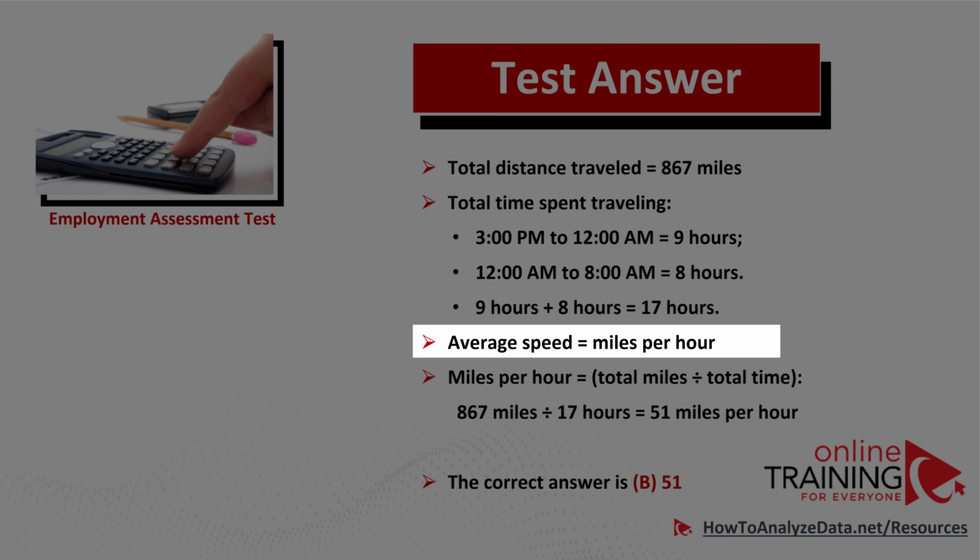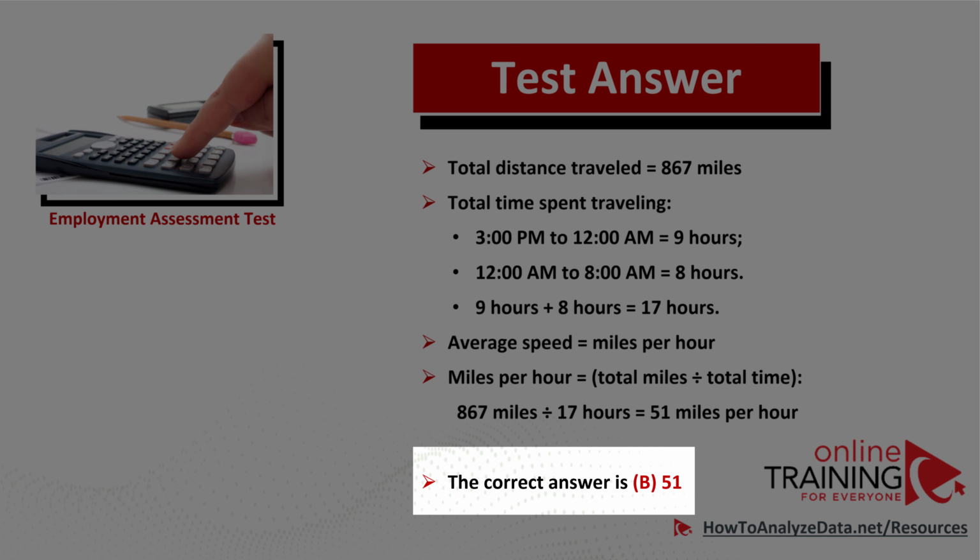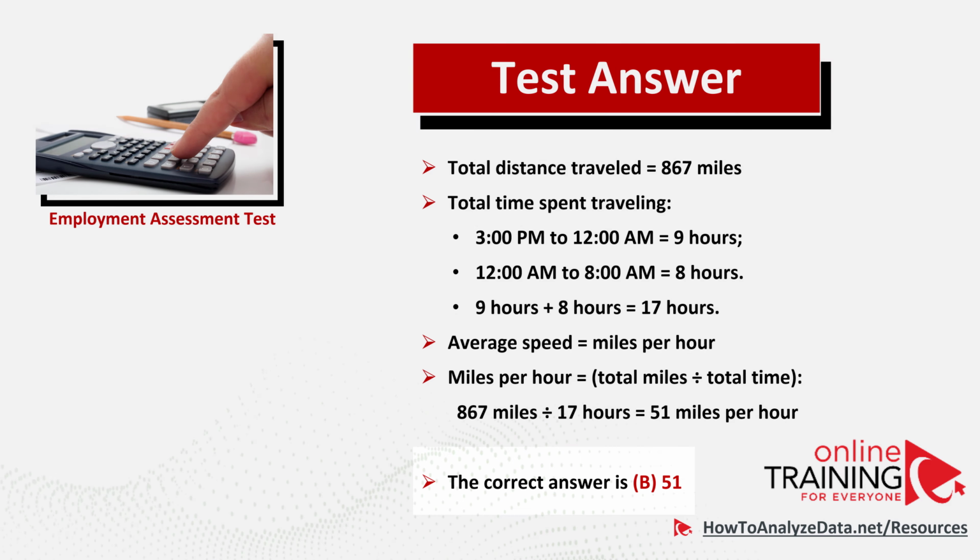So now let's focus on the average speed in miles per hour. To calculate miles per hour, we need to divide 867 miles by 17 hours, which is 51 miles per hour. So the correct choice here is choice B, 51. Hopefully you've nailed this question.